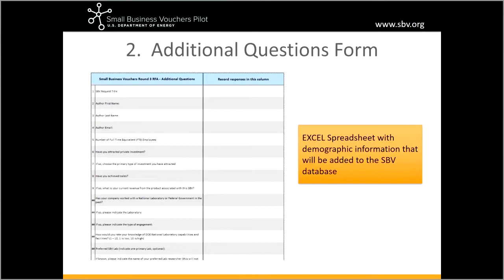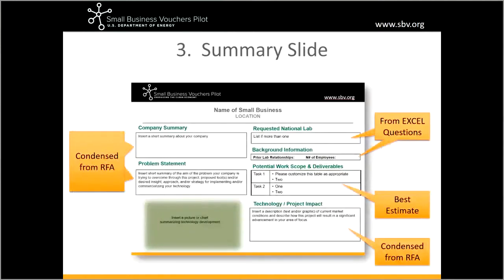And you can see this doesn't list all of them, but we ask for your title, the first name and last name of the person who wrote it, the email address, how many people are in your company, have you attracted private investment, etc. And that helps us to get a handle on where the various companies applying for this program are in their developmental stage. And then we have the summary slide.